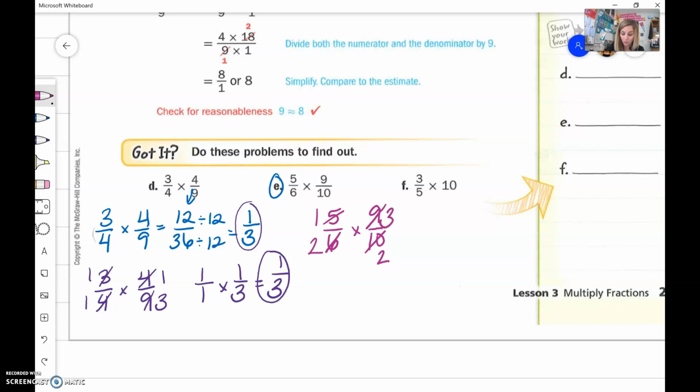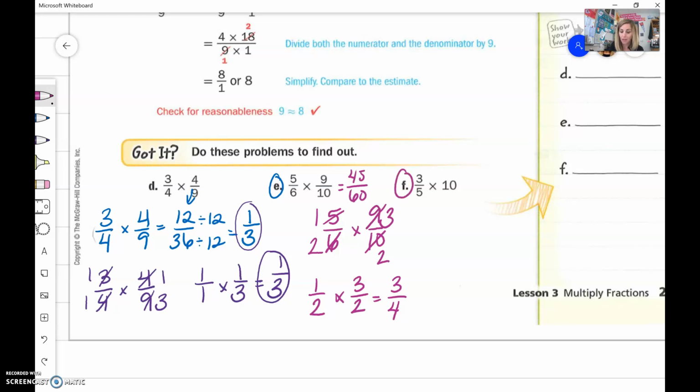So now my new problem becomes, and I don't have to rewrite this new problem, but I'm going to, just so you can see it. 1 times 3 is 3. 2 times 2 is 4, and I get 3/4. Now, if I were to start with this, I would end up getting 45 over 60, right? And then I would keep simplifying it down in order to get 3/4.